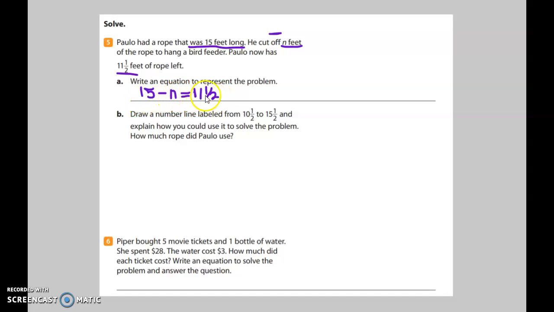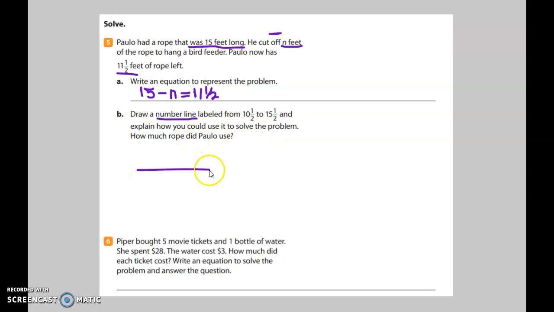So 15 minus n equals 11.5. That is the equation that is representing what's going on up here. Draw a number line labeled from 10.5 to 15.5, and explain how you can use it to solve the problem.